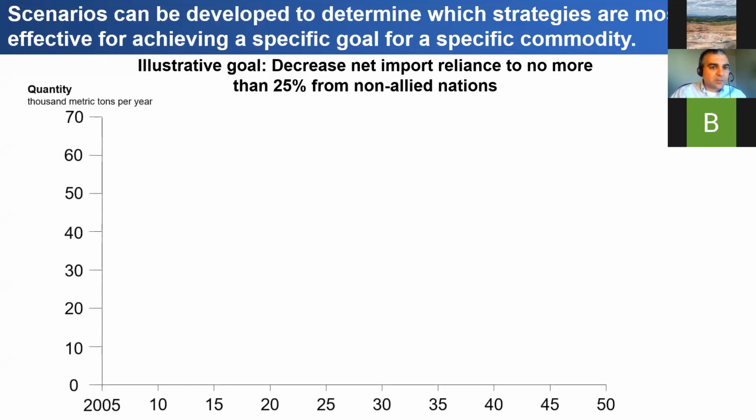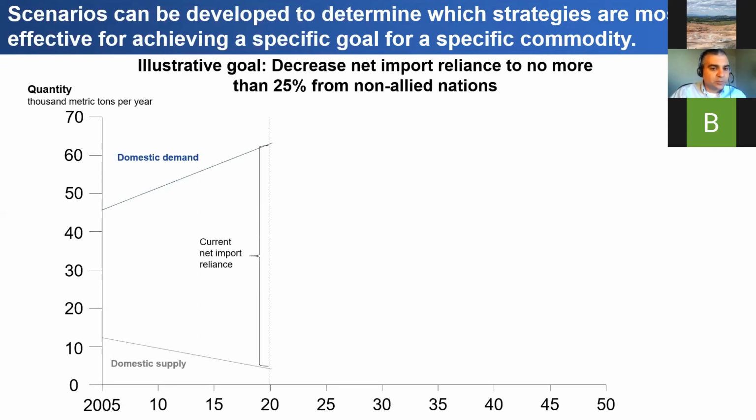So the way I would think about it is, okay, so in general, historically, domestic demand has been increasing, domestic supply has been decreasing. The difference between those two would be our current net import reliance. So these are just some illustrative numbers for conversation's sake. Let's assume business as usual scenario, demand continues to increase, supply flattens out or decreases. How would we get to our stated goal if that's our stated goal?